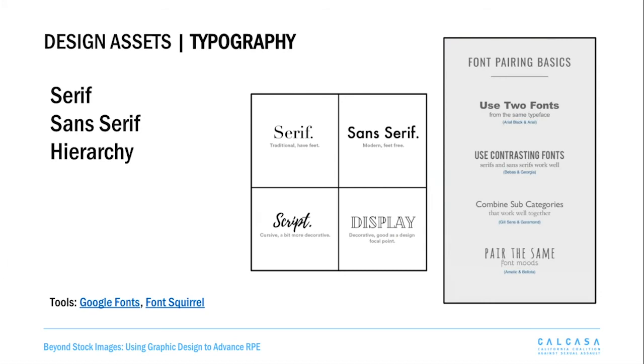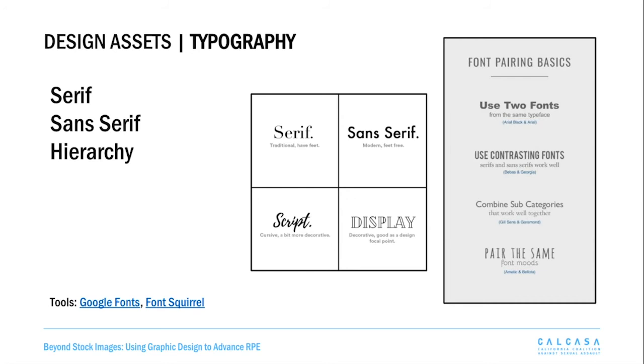The next thing I wanted to cover was design assets, and the first thing I want to cover is typography. So again, typography, much like images and shapes, can convey different feelings to your audience. We have a serif font, which is the one in that top left corner, and that's the one with the little feet on it. And that will usually convey something more formal to your audience.